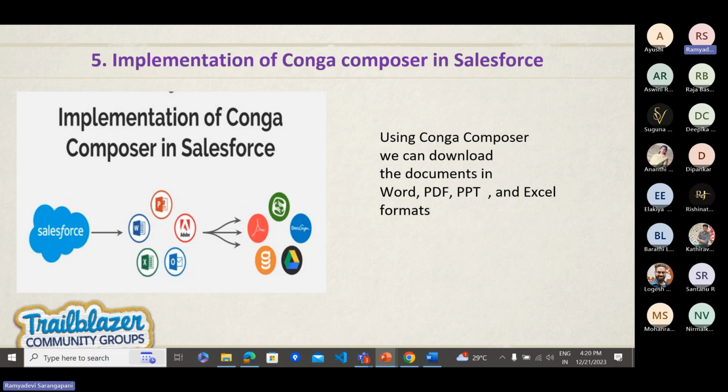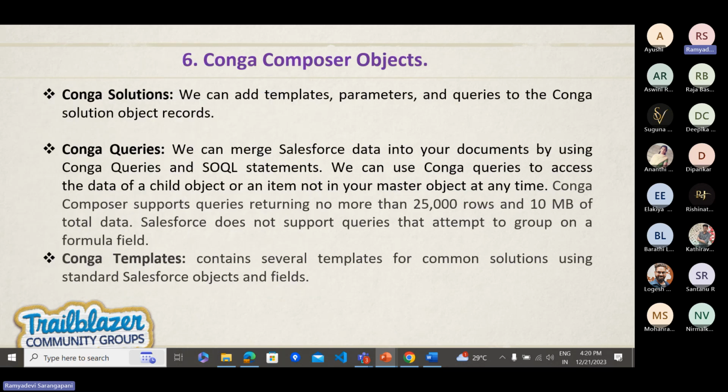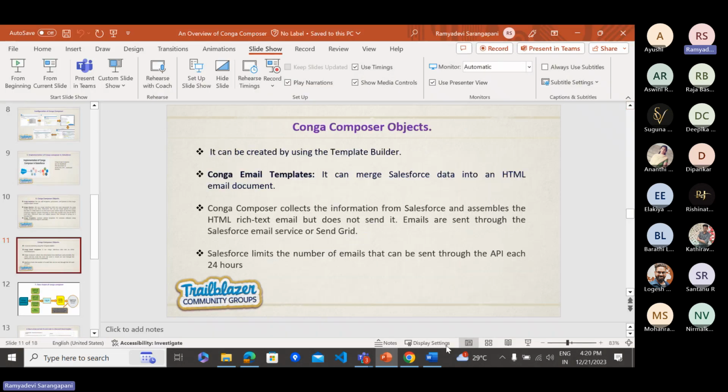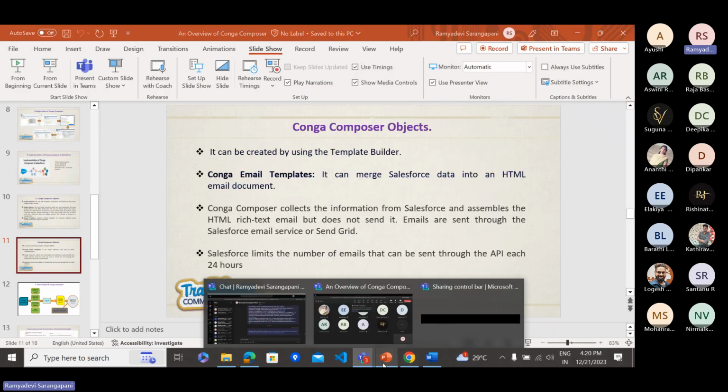So next we are going to see the Conga Composer objects. We have four main concepts regarding the Conga Composer objects. The first one is the Conga solution. The second one is the Conga queries. The third one is called Conga templates. And the fourth one is Conga email templates. Let's see them one by one. First, we're going to see the Conga solution.